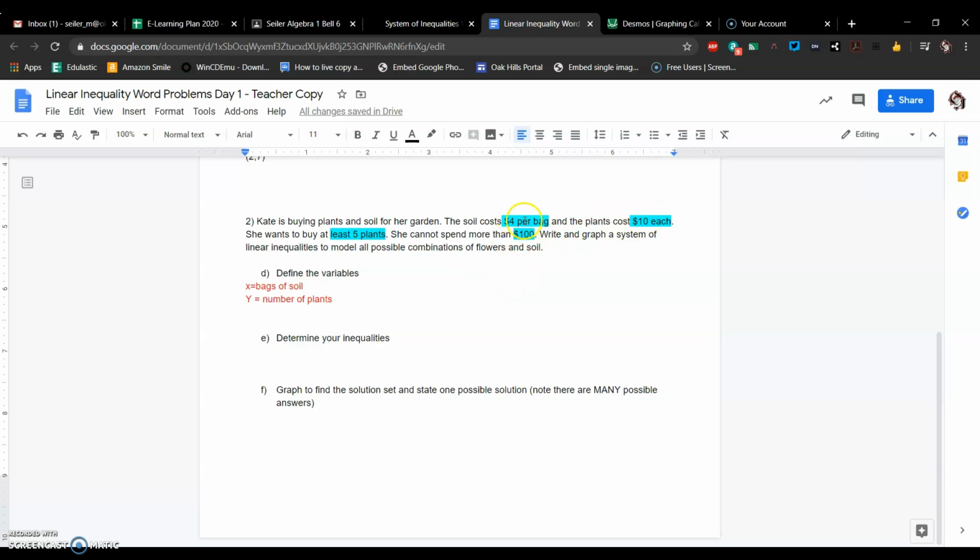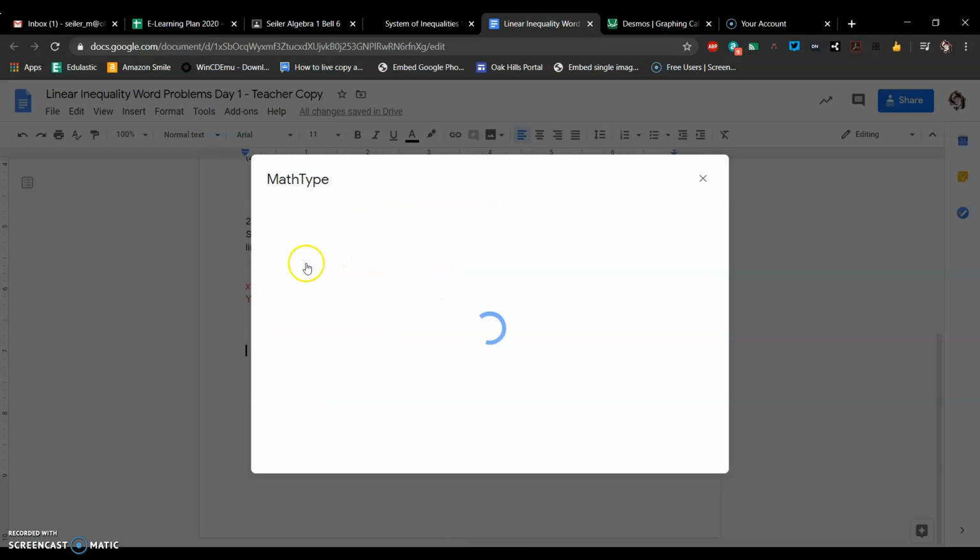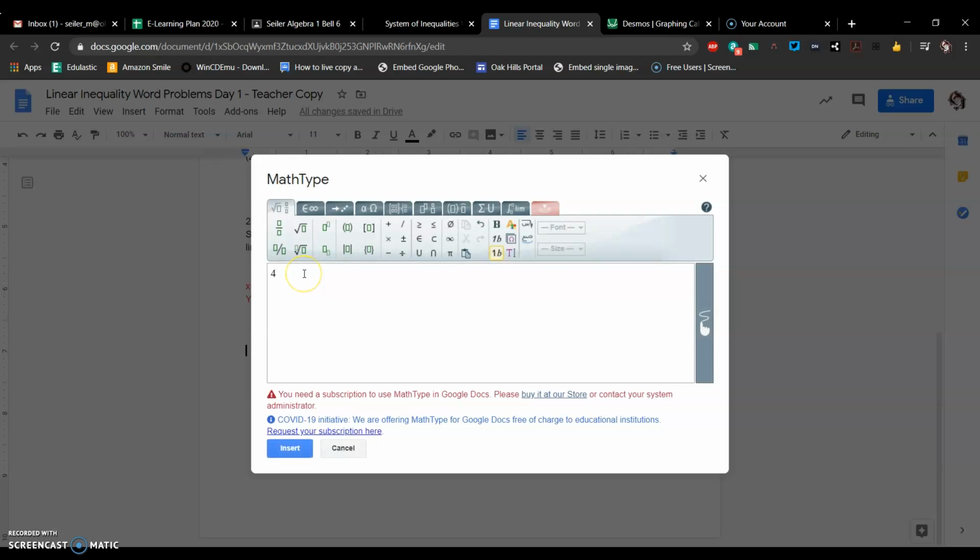Money, money, money. 4x plus 10y. Now, cannot spend more than 100. So we want this to be less than or equal to 100. So let me do my math type. 4x plus 10y. Now, she cannot spend more than $100, so it's less than or equal to 100.